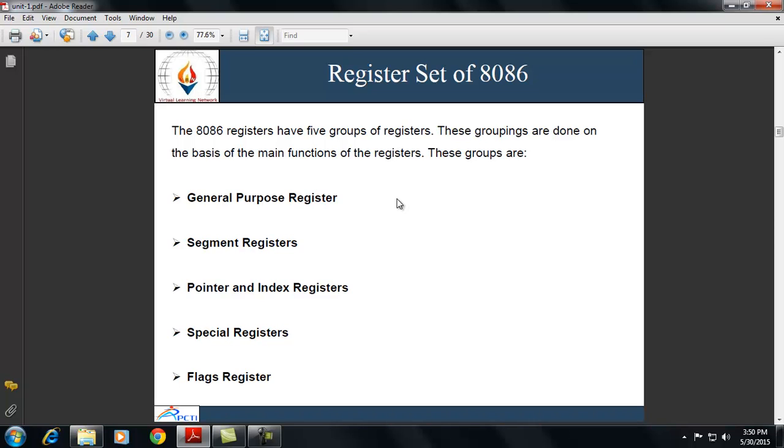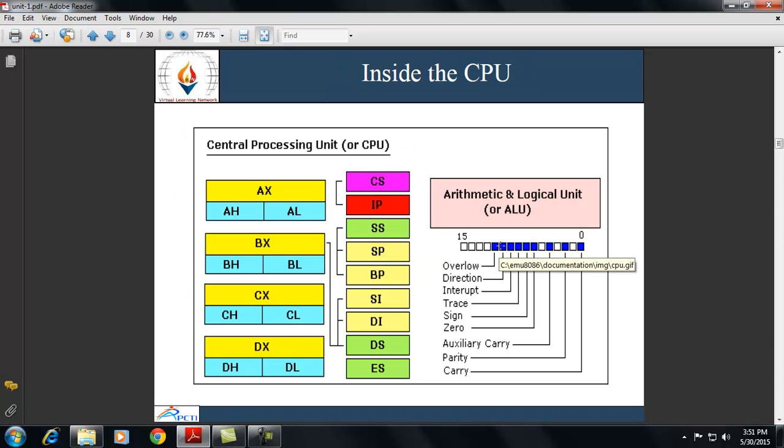Now, if we talk about the register set of 8086, I already told you that 8086 has several general purpose and special purpose registers. So, 8086 registers have a total of 5 groups. These groupings are done on the basis of the main functions of the registers, that is general purpose register, segment registers, pointers and index registers, special registers and flag registers. Firstly, we will discuss 4 registers, that is AX, BX, CX and DX.